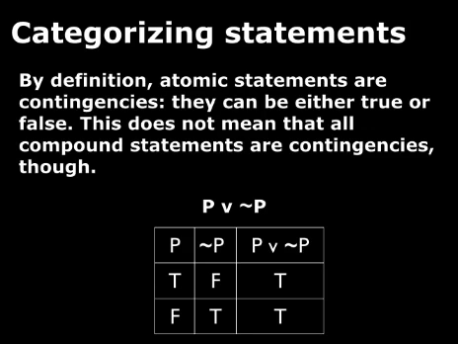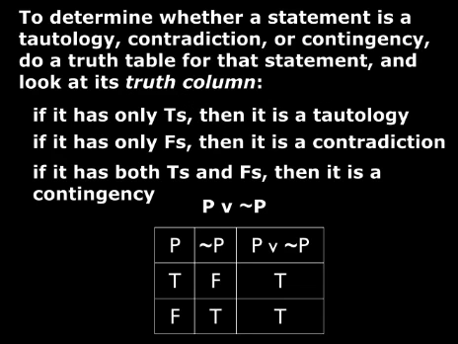You can see that no matter what you do, that disjunction ends up being true. A little more formally, in order to categorize a statement, you do a truth table for that statement, and then you look at its truth column, the column of T's and F's underneath that statement. If there's only T's, that's a tautology. If there's only F's, it's a contradiction. If there's both T's and F's, then it's a contingency. And in the last case, it doesn't matter what the proportion is. It could be 1 T and 63 F's, or half and half. As long as there's a mixture of both, it's going to be a contingency.